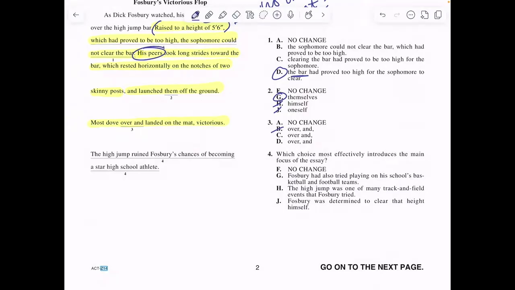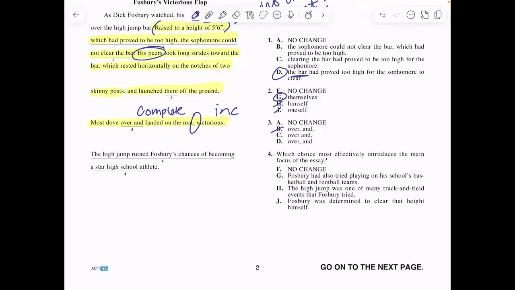The other thing to think about, remember, it's not always about searching for the right answer. It is about eliminating wrong answers and being confident in your punctuation rules so that you can quickly go through and say, okay, it's not this one, it's not this one, it's not this one. So I am leaning towards A here because of this comma here. I don't want to add extra commas to such a short sentence. We're just trying to say most dove over and landed on the mat. That is our complete phrase, our independent clause. And then this is our incomplete one, which we know is a standard practice for English.